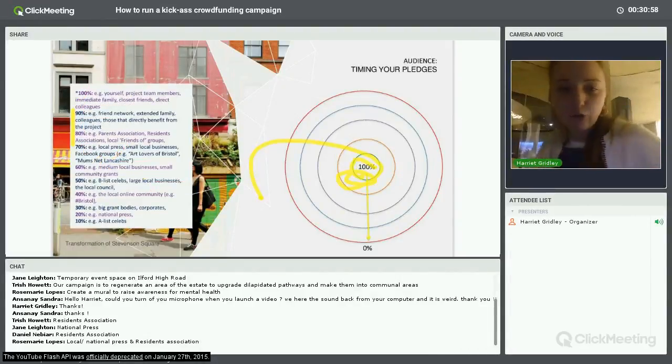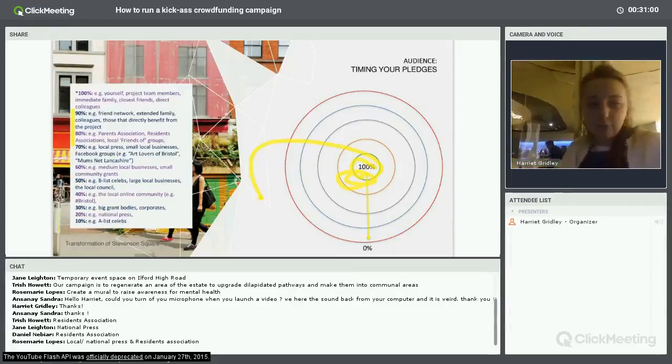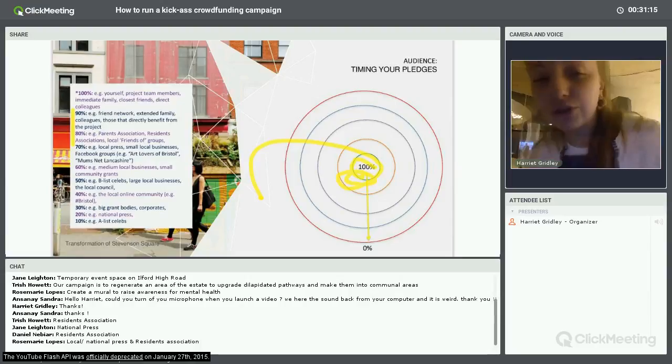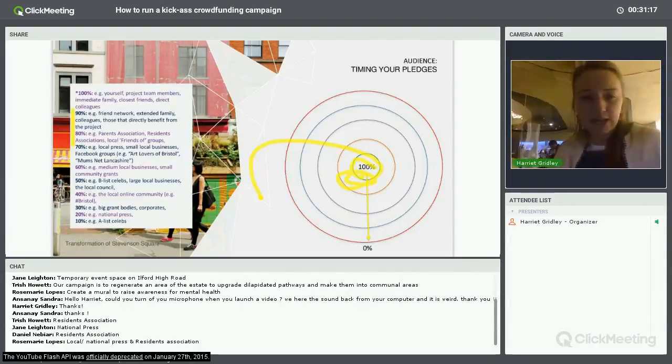So right now you're already at a point where you perhaps don't know the people that you're asking for money. So you start off with all the people that you know and the people that you sort of know, and by about 70% likely, you're already entering the terrain of people that you don't really know. So this is when you can start promoting more on social media.